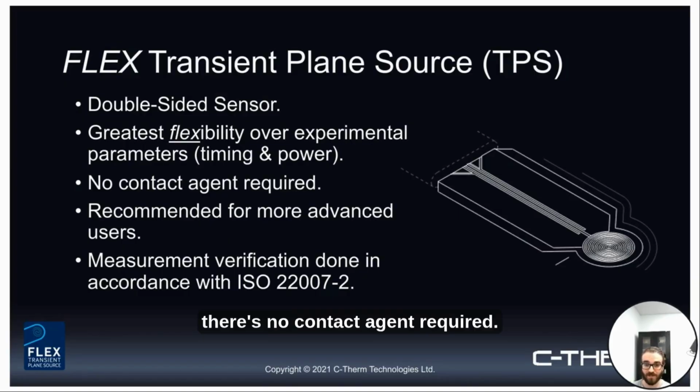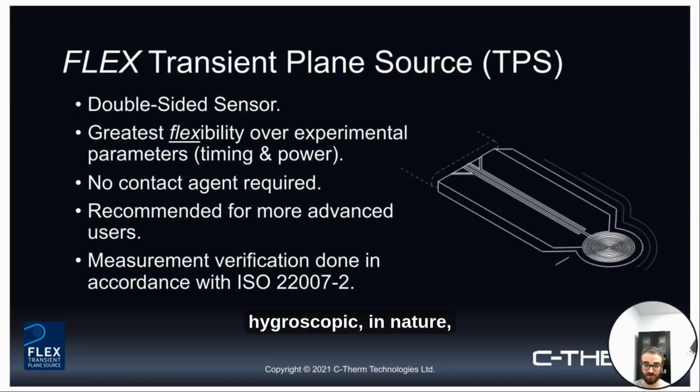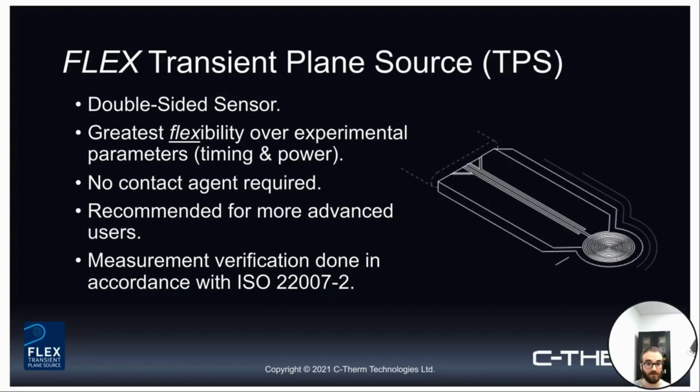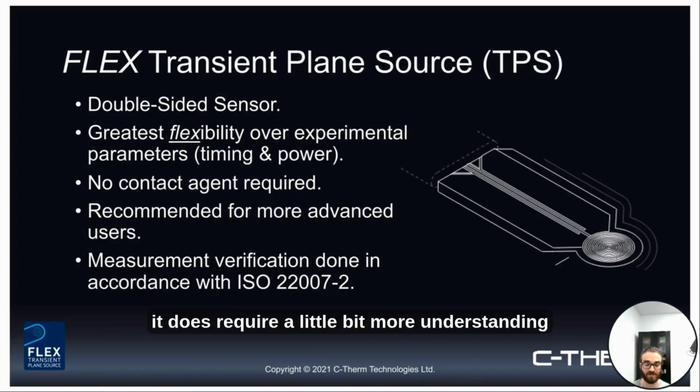With the TPS, there's no contact agent required. Certain methods will require the use of an interfacial material or agent between the sensor and sample. With the TPS, this is not required, making it a really great option for materials that may be hygroscopic in nature, would react with a contact agent, or perhaps if they're extremely porous. Highlighting that the TPS in general is recommended for more advanced users. It does require a little bit more understanding of the method on how to properly set up and operate the instrument, analyzing the data, things like this.